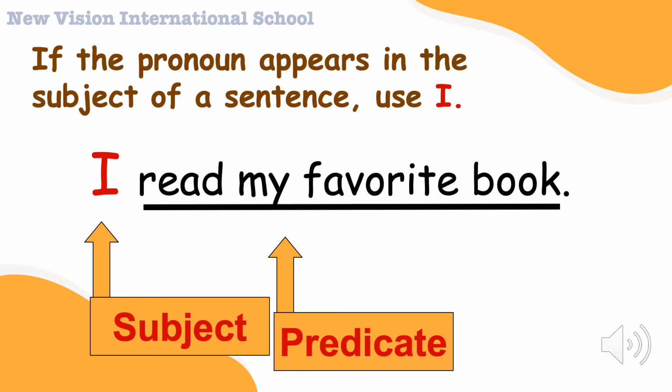I read my favorite book. As you can see, the pronoun I is written before the verb read. That's why we use I, because I is our naming part. It is our subject.